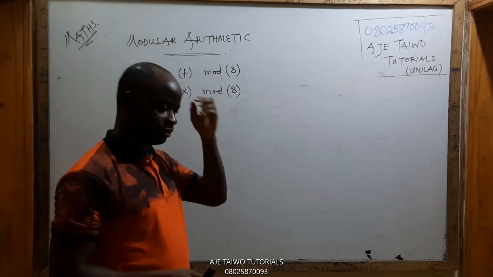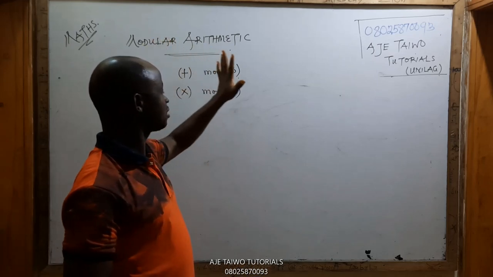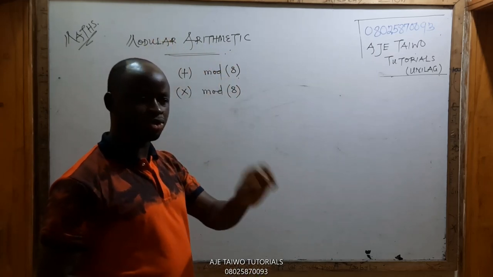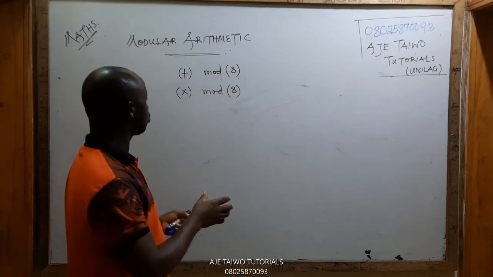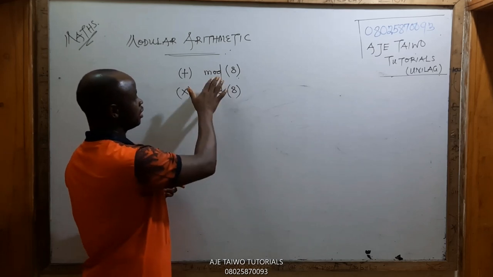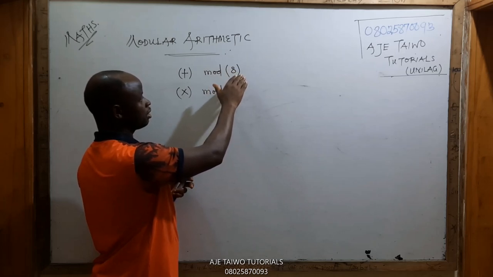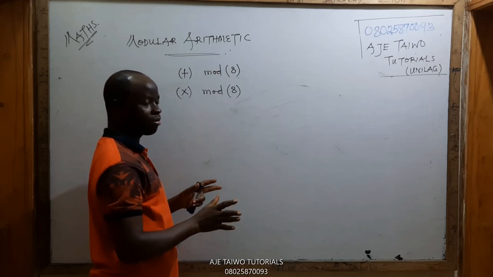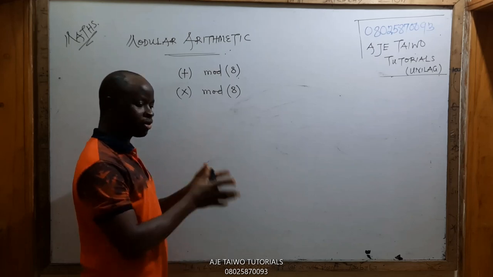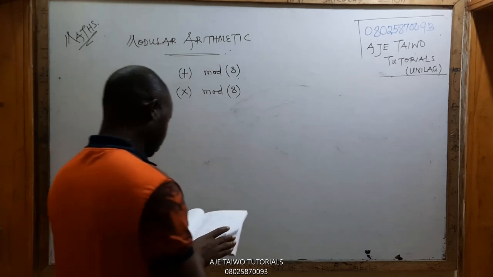No number in that operation should be up to the mode. We call it modulo arithmetic. If you are doing your multiplication or addition in modulo 8, that means no number in your answer should be up to 8, just like number base. So this is just like a further example in number base. So let's see a question on modular arithmetic straight.